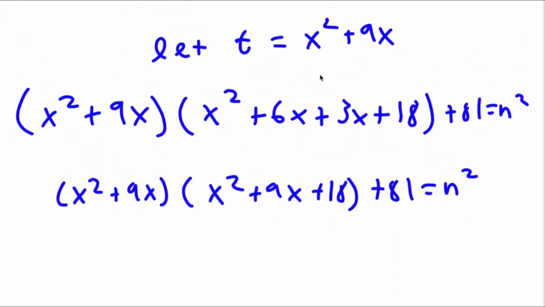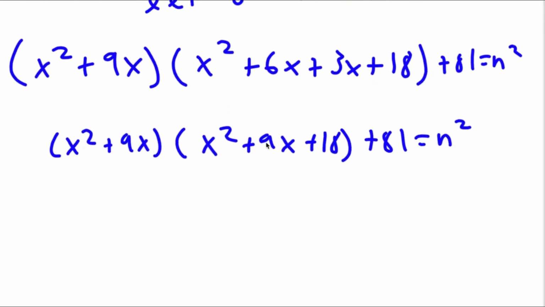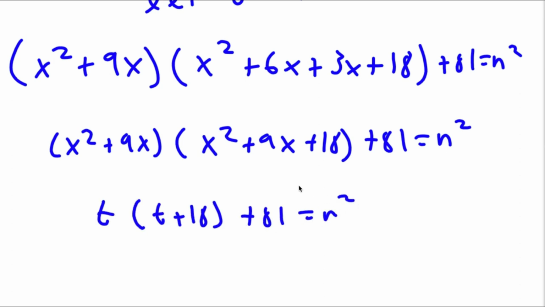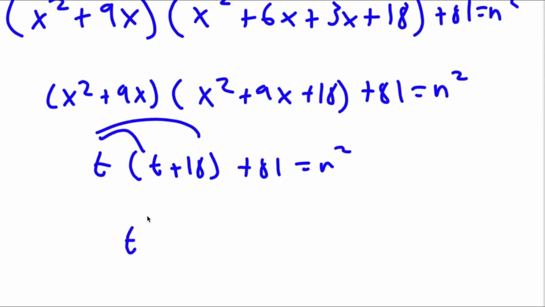Now I let t equal x squared plus 9x, remember that. So now if I replace x squared plus 9x with t, I get t times t plus 18 plus 81 is equal to n squared. Now if I distribute the t here, I get t squared plus 18t plus 81 is equal to n squared.